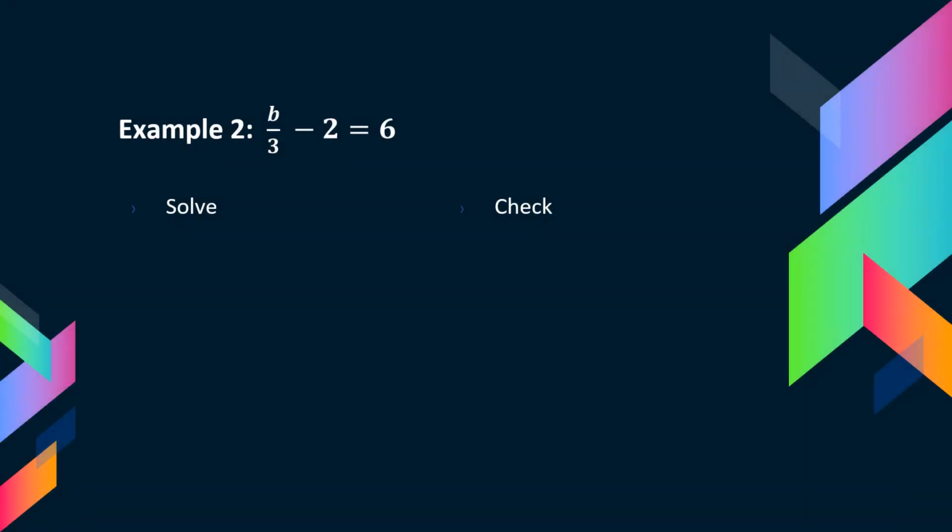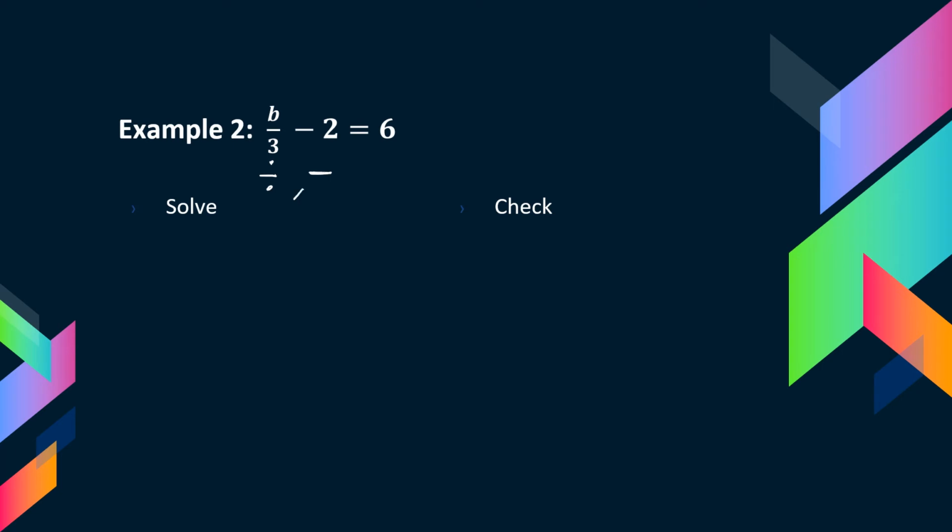Moving on to the second example, we want to go about the same process. We want to identify, if the variable was a number, what order of operations would we be using, and how do we undo each of those? Since b is our variable, we're dividing b by 3. Division is the first operation that is applied to b. Then we're subtracting that 2. So we have division, then subtraction.